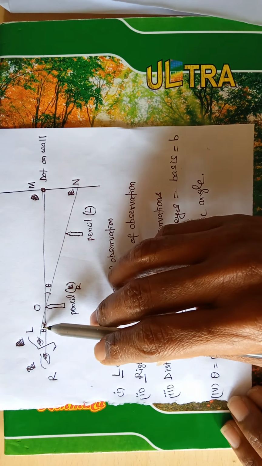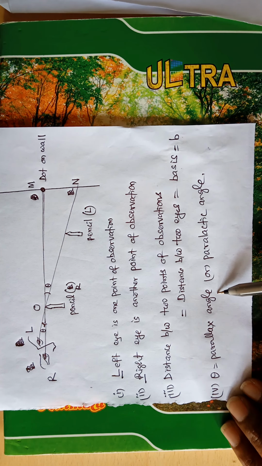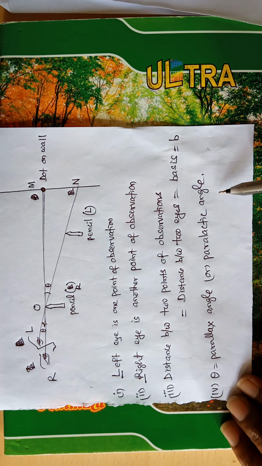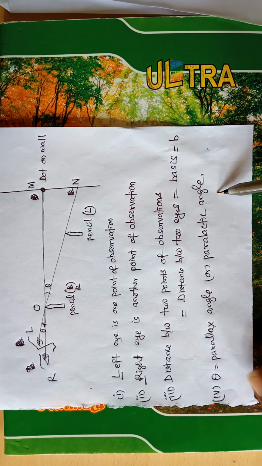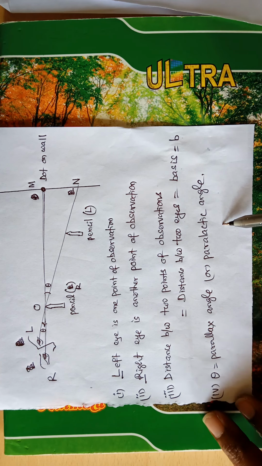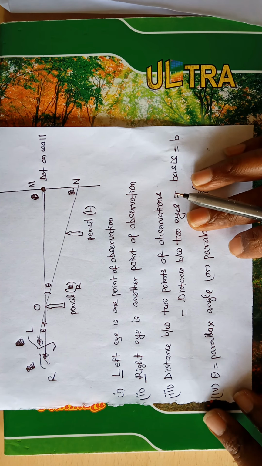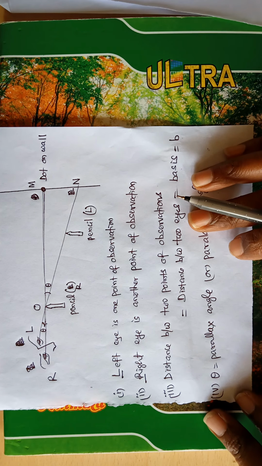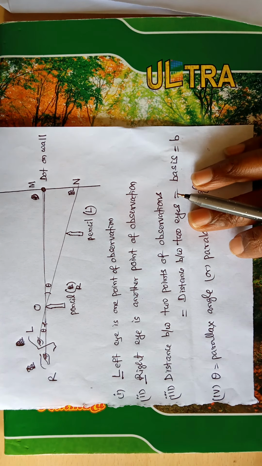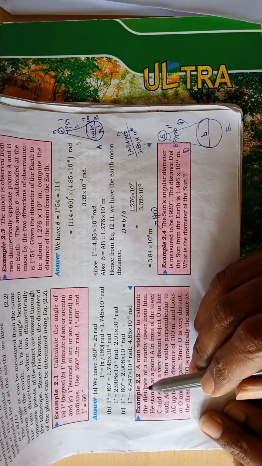Next, angle. See here, theta angle. This angle is called parallax angle or parallactic angle. Now you got some idea what is parallax. So making use of this knowledge, let us go to the method of measuring very large distances. There is a solved example.